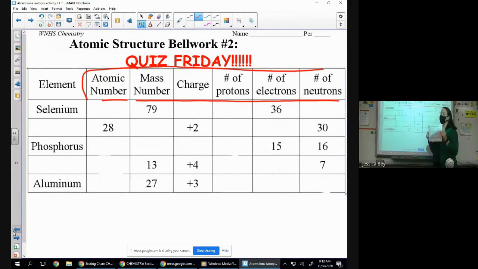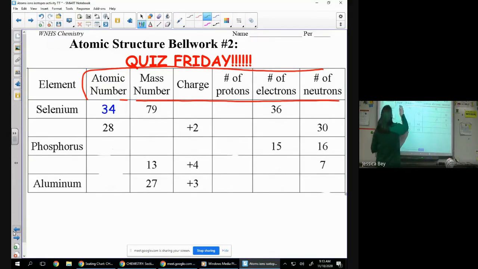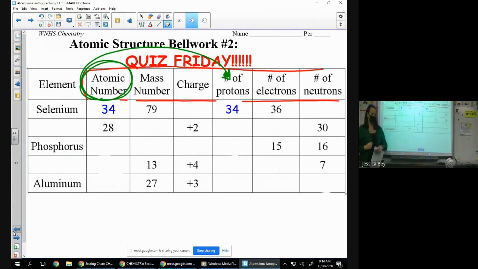Number 1, I see that we have selenium. You can find selenium on your periodic table. It's Se, kind of more on the right-hand side over here. How many protons in selenium? You look at the number at top. Very good. Okay, so the atomic number is 34. If you want to get yourself a little information, we can circle. The atomic number always tells me the number of protons. So that means I also have 34 protons.